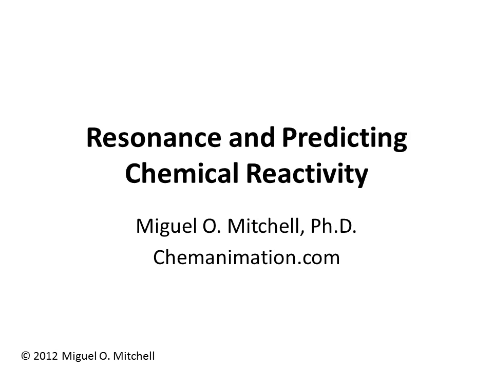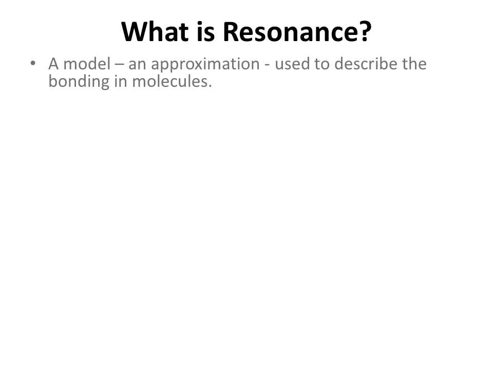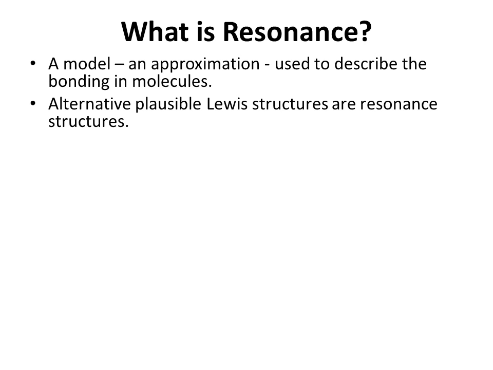This lecture is about resonance and predicting chemical reactivity using resonance. What is resonance? Resonance is a model, an approximation, used to describe the bonding in molecules. And because it's an approximation, it doesn't work all the time, but it does work for many different examples in organic chemistry. Alternative plausible Lewis structures are resonance structures.